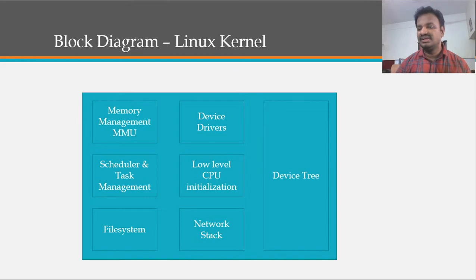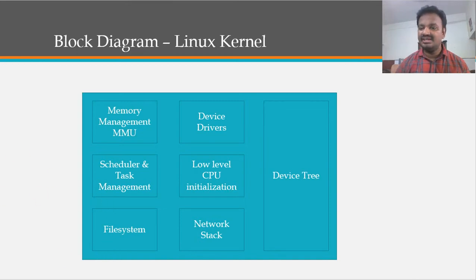File system support includes ext2, ext4, FAT, and all those things. Then the network stack: Bluetooth, wireless, IP, TCP/IP, Ethernet, all those networking stack components come in. And we have the device tree, which gives the board configuration information to the Linux kernel: what peripherals are available, where and how they are connected. All those things are defined by the device tree.